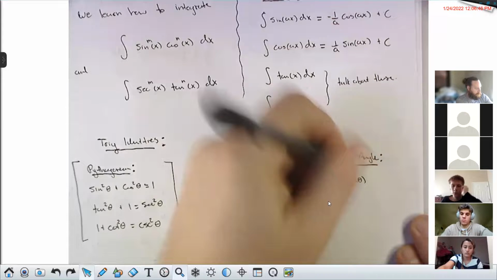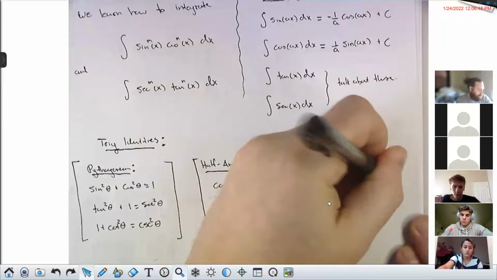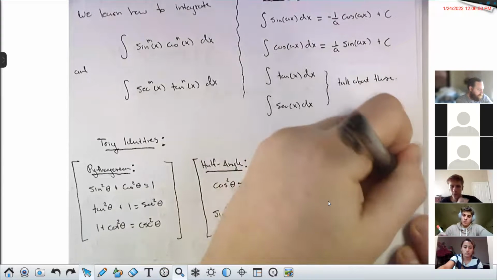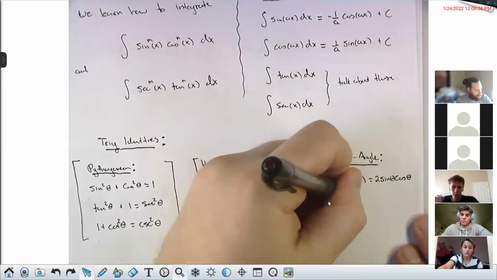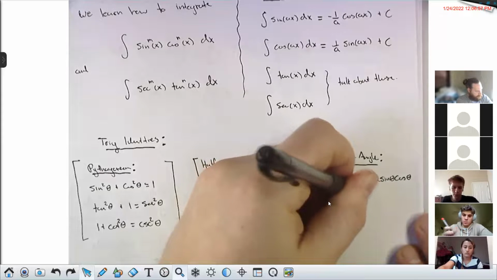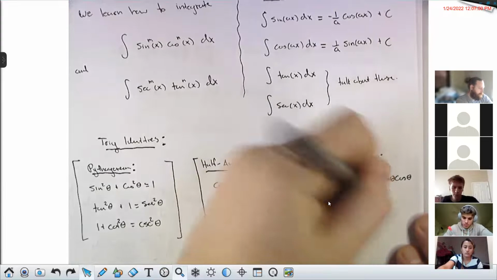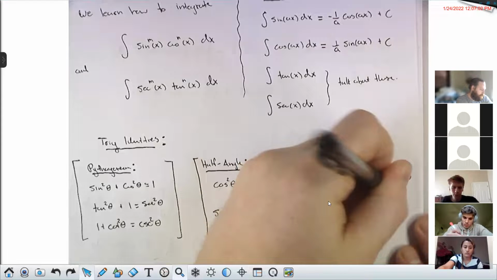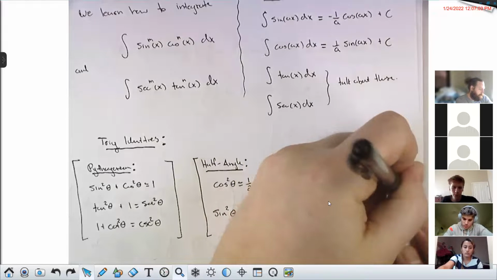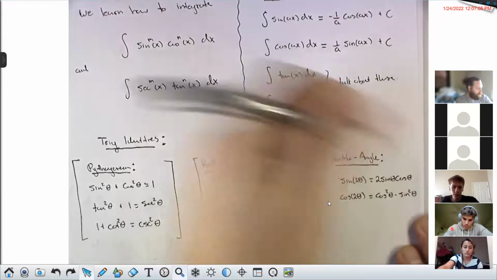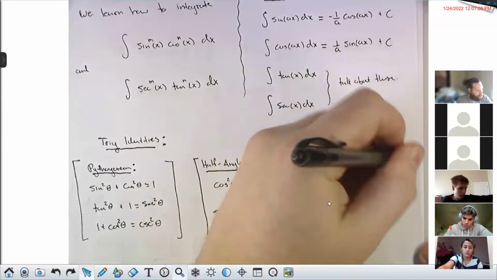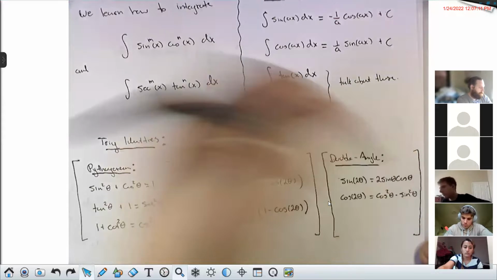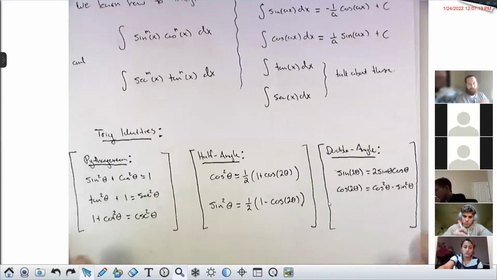Sine of 2 theta is 2 sine theta cos theta. And cosine of 2 theta, there's a bunch of ways to write this. I'll just write it as cos squared theta minus sine squared theta. There are 2 other flavors of the cosine one. If you have one of them, you'll be okay.